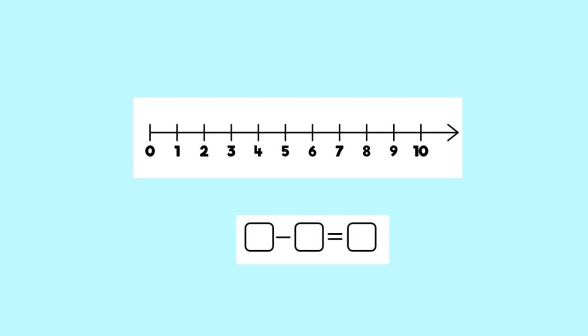Okay, this time I'm going to start on 7. And I'm going to subtract 4. How many jumps am I going to count back if I need to subtract 4? You're right, I need to do 4 jumps. So count with me. 1, 2, 3, 4. And I landed on 3. So the answer is 3. 7 subtract 4 equals 3.